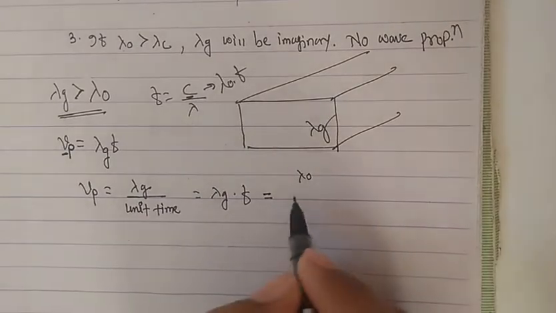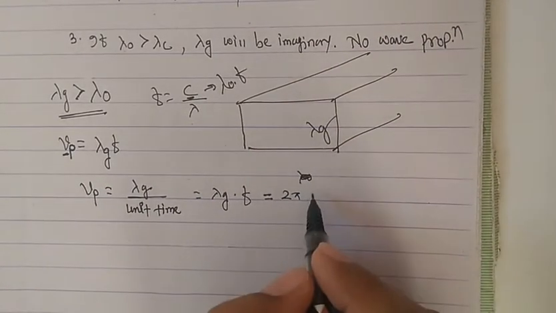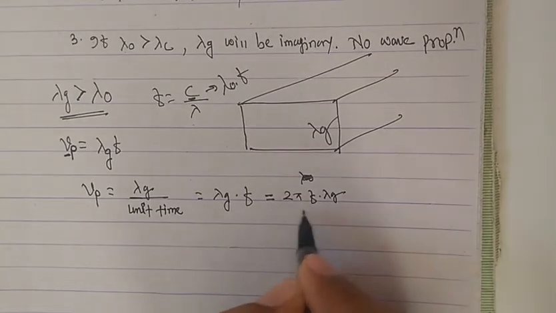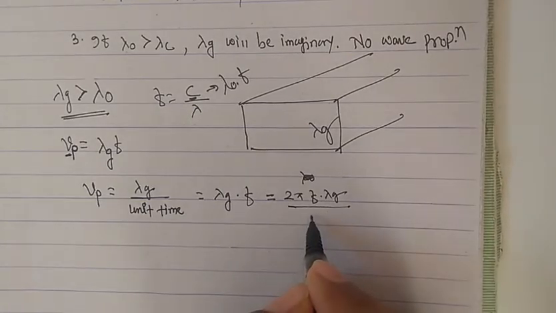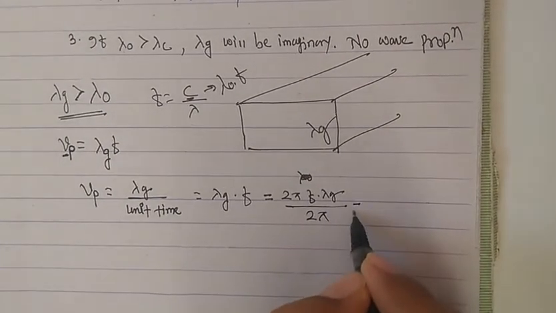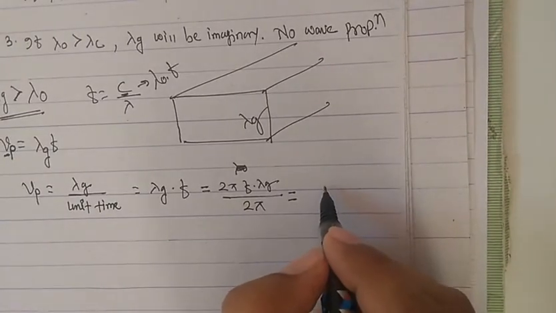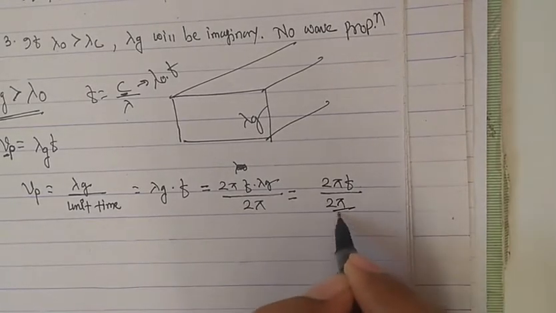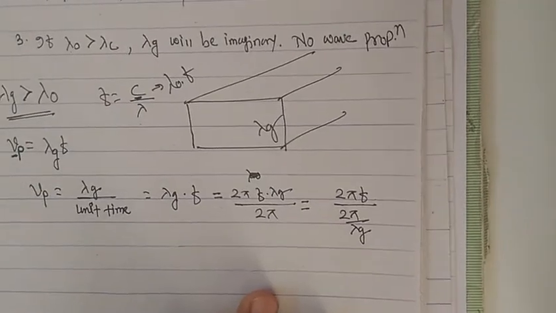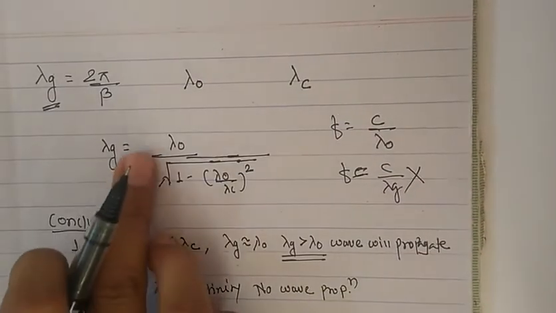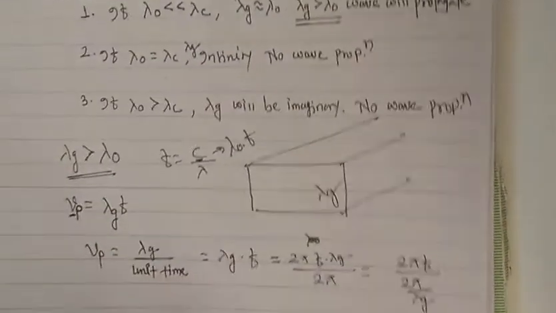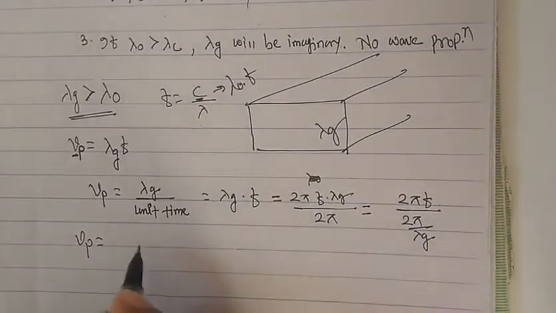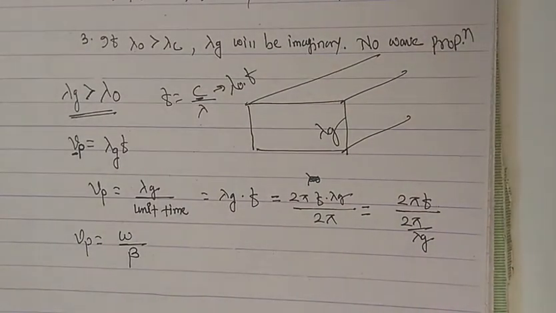So let us multiply and divide both sides, numerator and denominator, by 2 pi. And 2 pi by lambda g is beta, and 2 pi f is omega. So phase velocity is omega over beta. So this is how we define phase velocity.